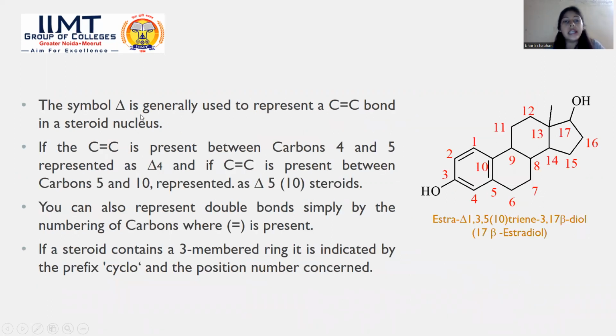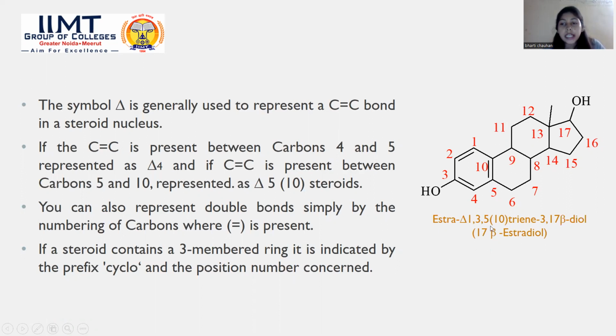Next, the symbol delta is generally used to represent a carbon-carbon double bond in the steroid nucleus. So you can see here, I've taken this example of 17-beta estradiol. There are three double bonds present. I have already told you that if there are three double bonds in the structure, you can give this name as triene, which are at positions 1, 3, 5, and connected with 10.